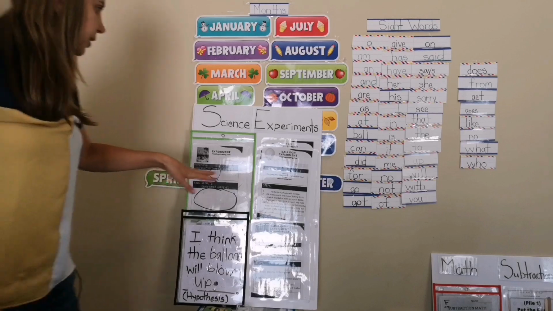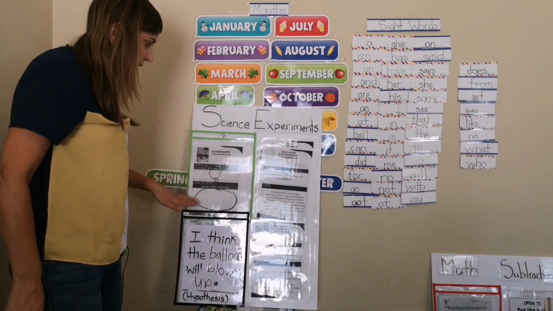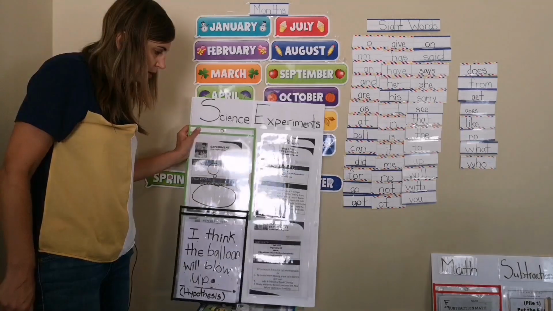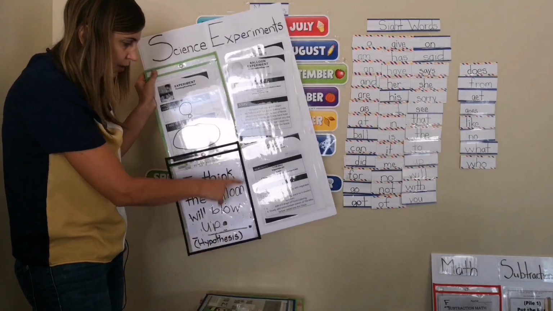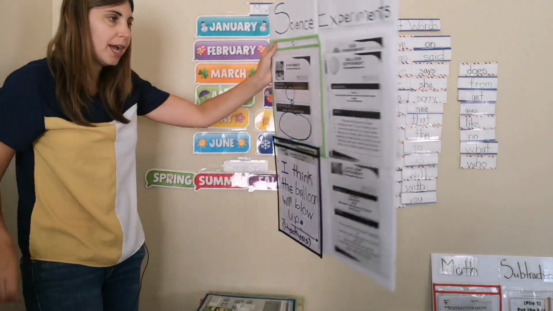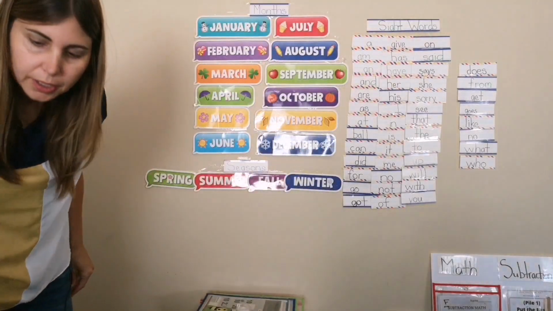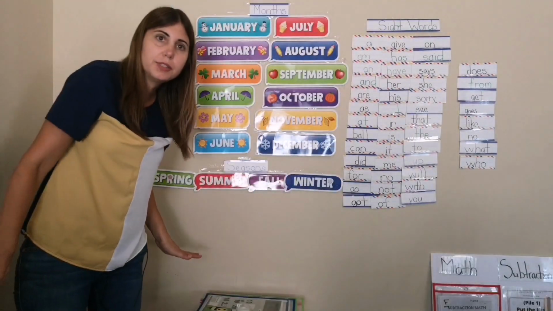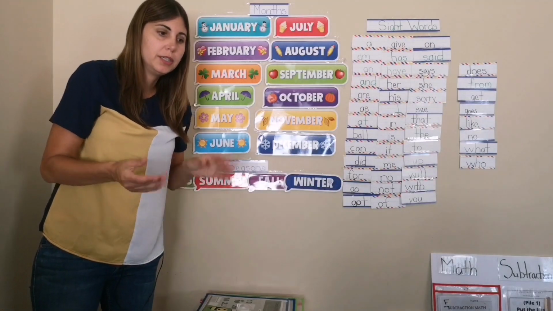So you can print your balloon experiment and your experiment paper if you want to try that at home. And write a sentence if you'd like, or draw a picture of your hypothesis and your conclusion, what happened. So that's it for science for today. Now we're moving on to language arts.